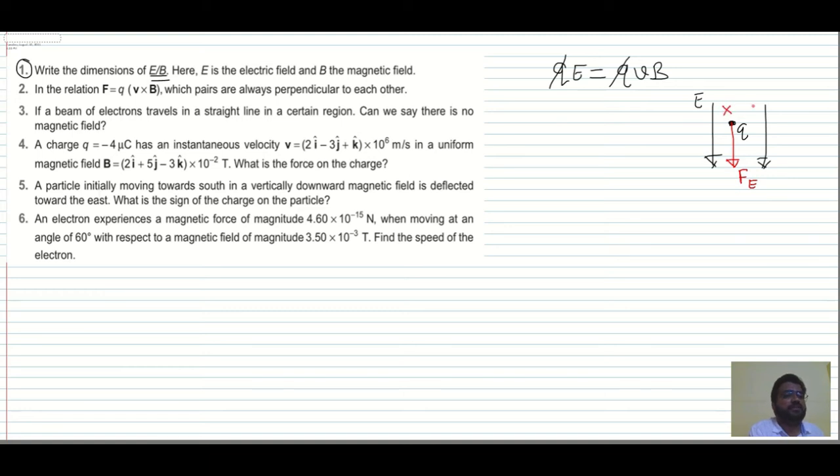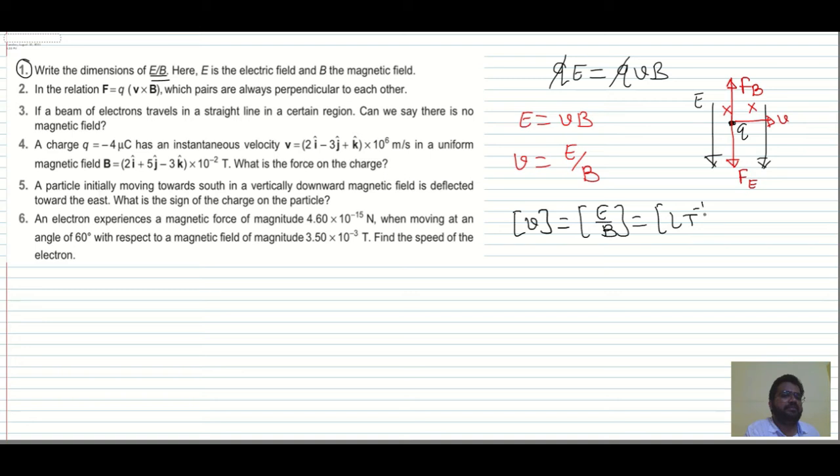Now, if I consider the magnetic field which is into the plane, and this charge is moving in this direction, suppose with velocity v, then there is the magnetic force in the upward direction. So for these two forces we consider that Fe is equal to Fb, that is, the magnitude of the electric force must be equal to the magnitude of the magnetic force. So E is equal to V into B, so velocity is E divided by B. This indicates that the dimensions of E by B are the dimensions of velocity. So we'll write LT minus 1. I hope this is clear.